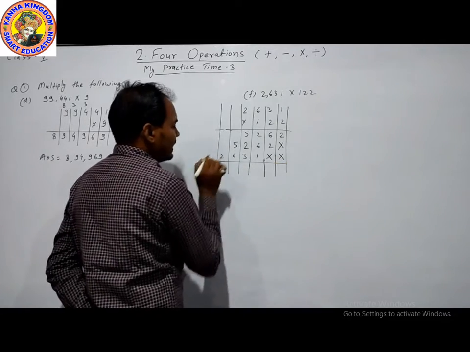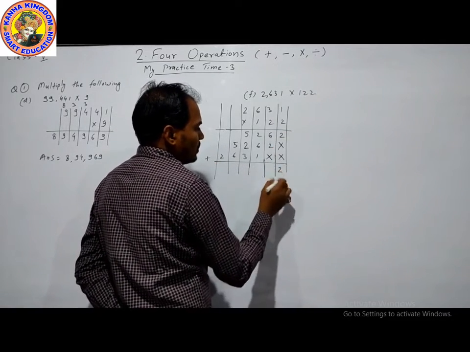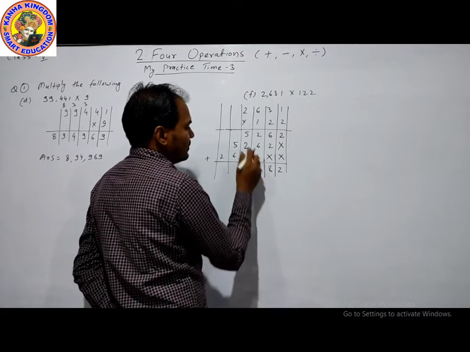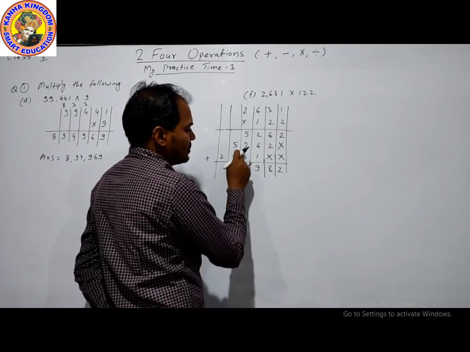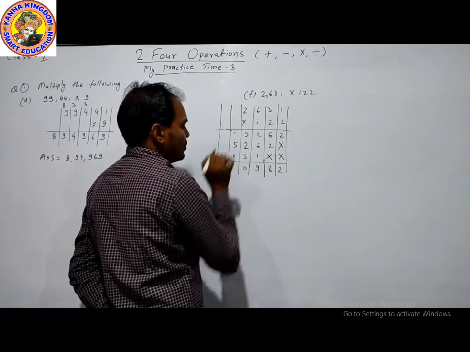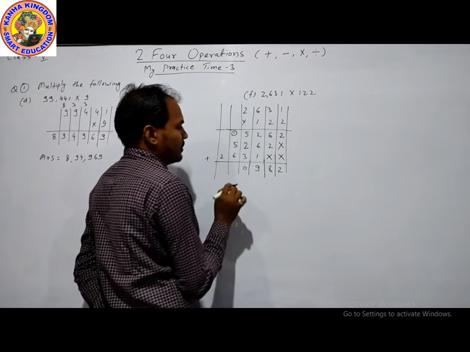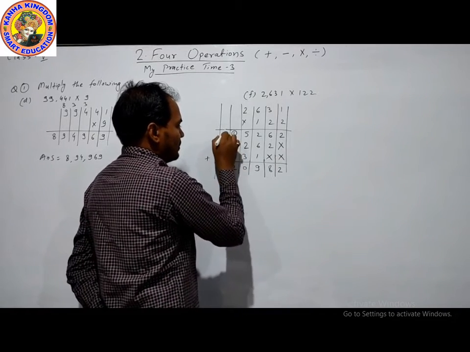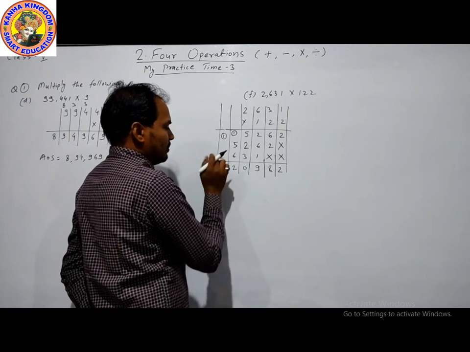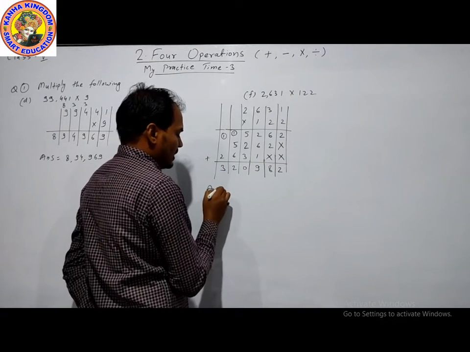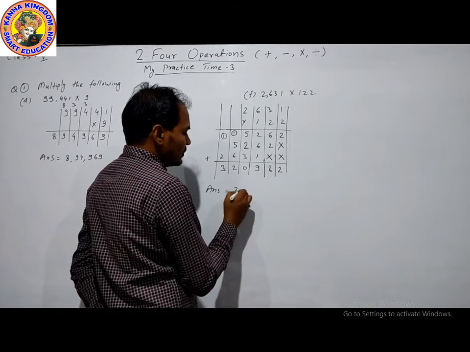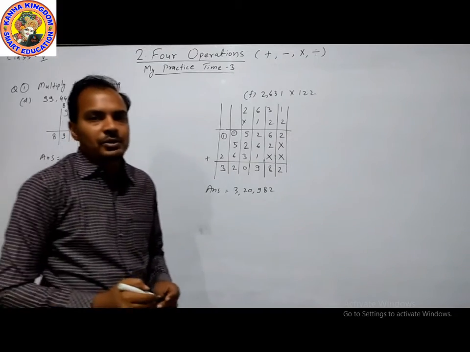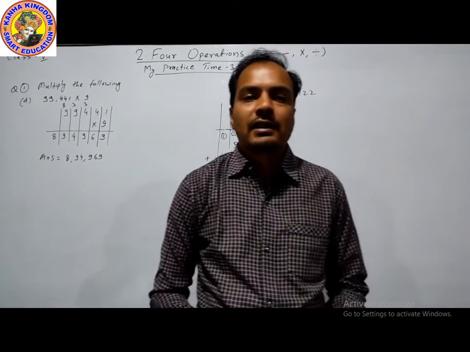Now adding all these numbers, 2, 8, 2, 6, 8 plus 1, 9, 5, 2, 7, 7 plus 3, 10. So here 1 is a carry point. Now 1 plus 5, 6, 6 plus 6, 12. 1 is carry point. 1 plus 2, 3. So our answer is 32982. This is our answer. You can take a screenshot of this. We will move to our next part.